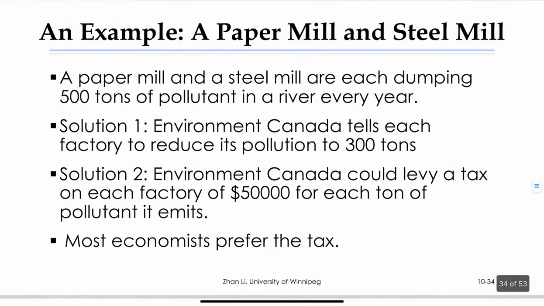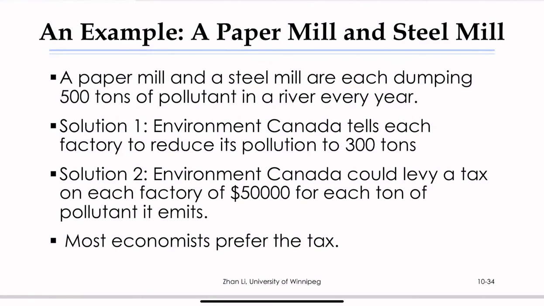Okay, let's see a very simple example. It's an example about a paper mill and a steel mill. Both are polluting the river. Let's say a paper mill and a steel mill are each dumping 500 tons of pollutant in a river every year. Now, we have two kinds of approaches to reduce this pollution problem. Let's say the first approach, solution one, is the command and control approach. Let's assume Environment Canada, the agency regulating the environment, tells each factory to reduce its pollution to 300 tons.